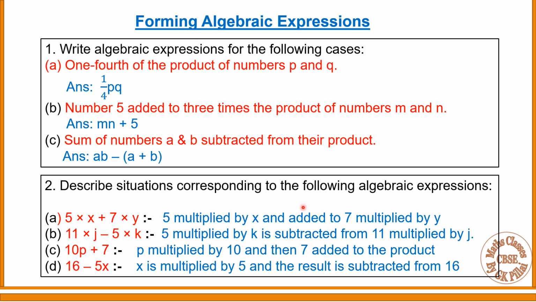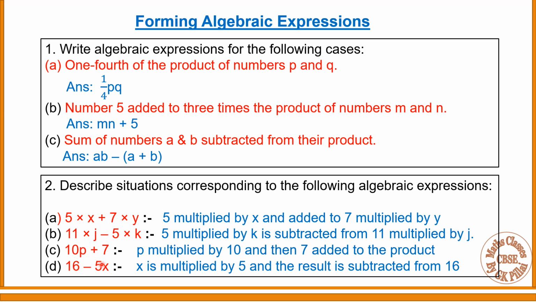Describe situations corresponding to the following algebraic expressions. These are algebraic expressions only. What are the situations leading to this? 5 multiplied by x, and added to 7 multiplied by y. We simply write this one as 5x plus 7y. Here it is explained clearly. Second one, 11 into j minus 5 into k: 5 multiplied by k is subtracted from 11 multiplied by j.